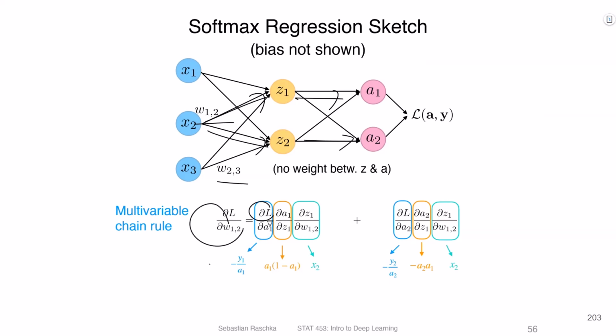And the gradient of the loss with respect to A1 is y1 divided by A1. And the gradient of A1 with respect to Z1 is A1 times 1 minus A1, because this one is a softmax. And dZ1 over dW12 is X2, because it gets multiplied with X2. We just need to follow this mechanism to calculate the gradient of W12.